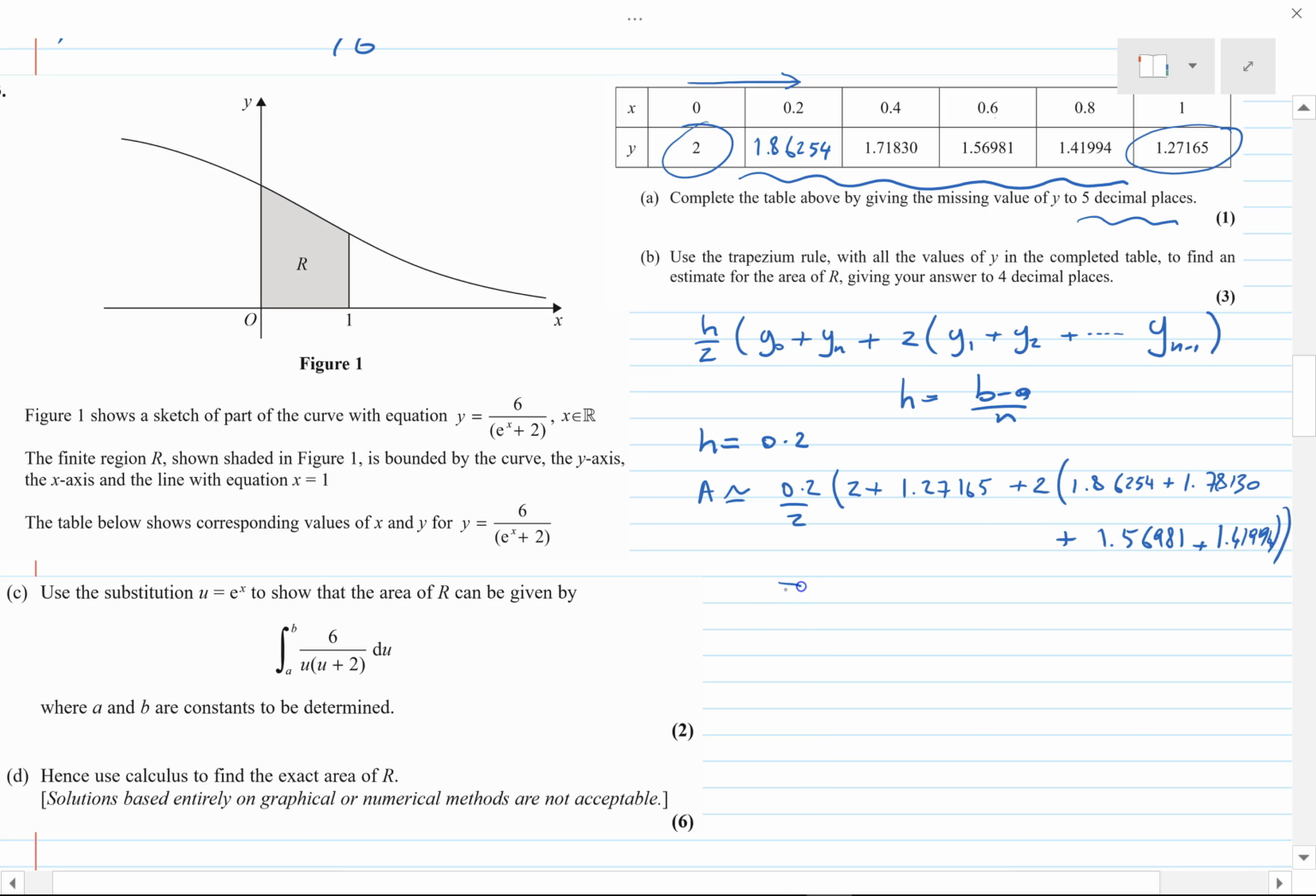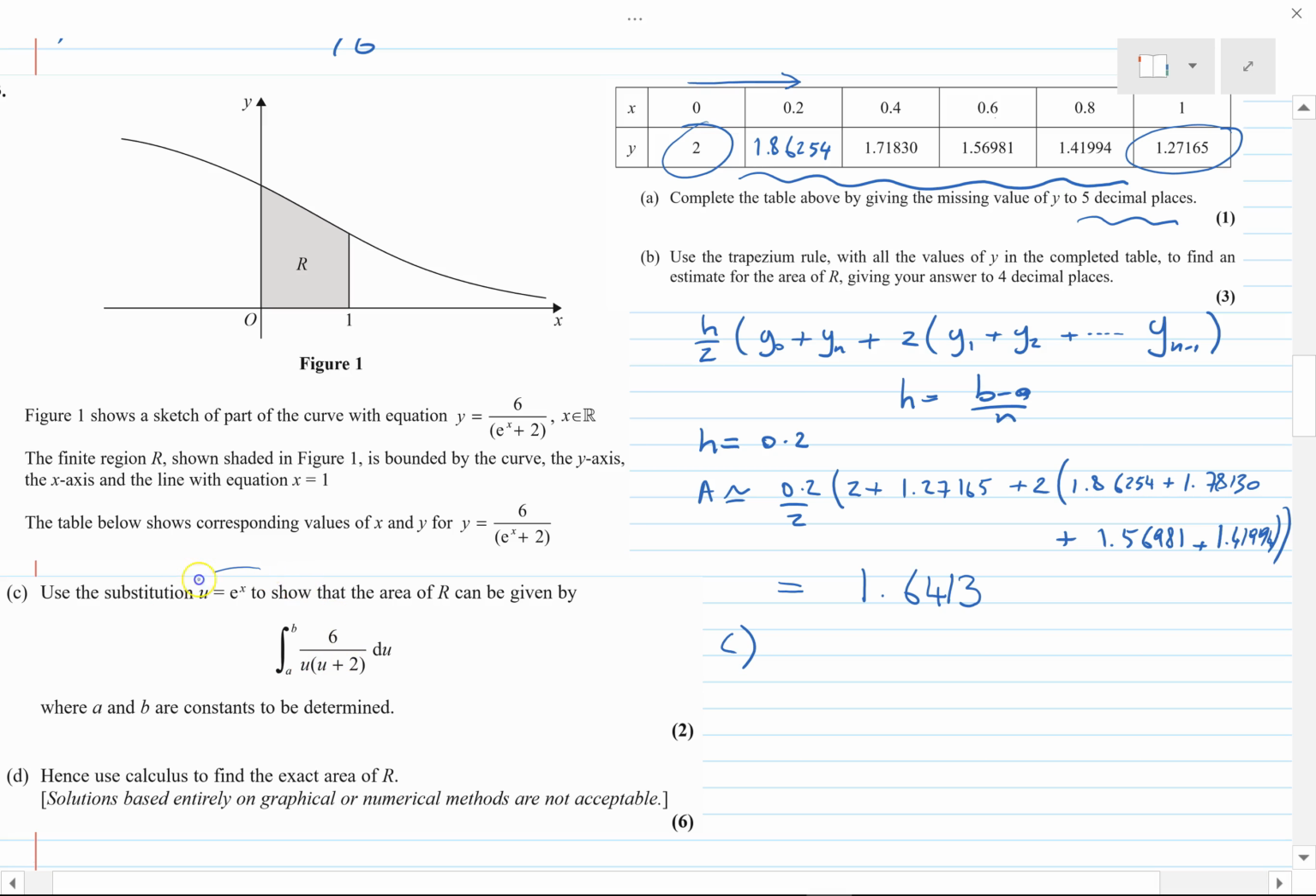And working that out, taking good care, comes to, and they want this to 4 decimal places, 1.6413. Okay, so that's part A. Part B, oh, we've done part A and part B, that's a trapezium rule. And now we get to work it out exactly for part C and D.